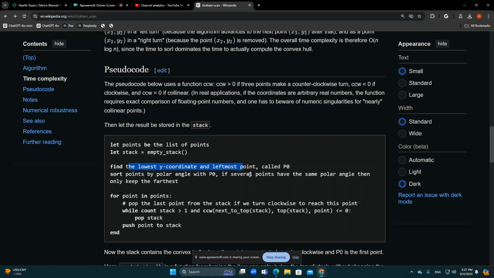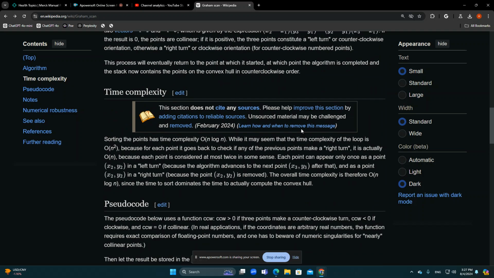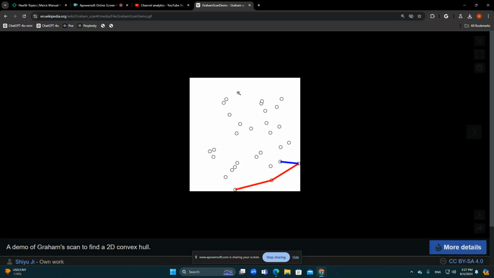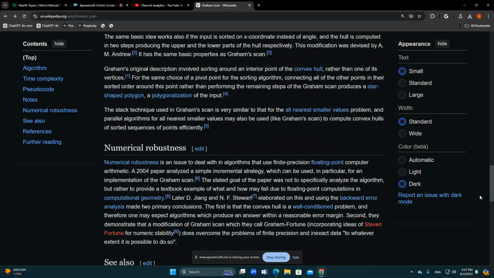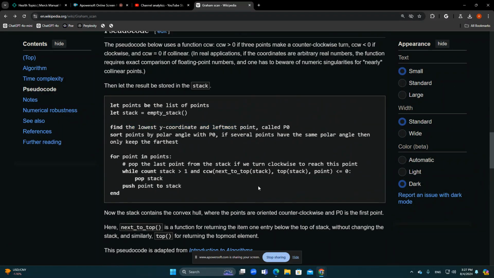Find the lowest y coordinate and leftmost point. This is the idea we are finding here. We're going to the lowest in the y direction and the leftmost. If we have 2 points that are both lowest in the y direction, we're going to the leftmost one. This is how we start, and you can see there the pseudocode for this idea using a stack and everything.